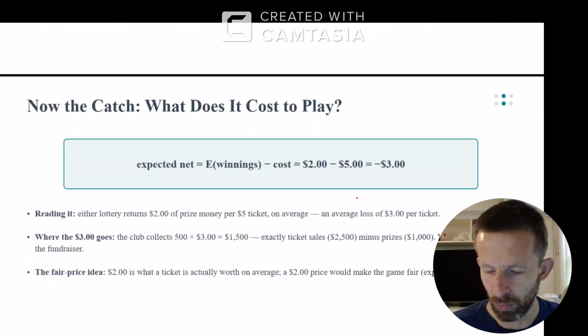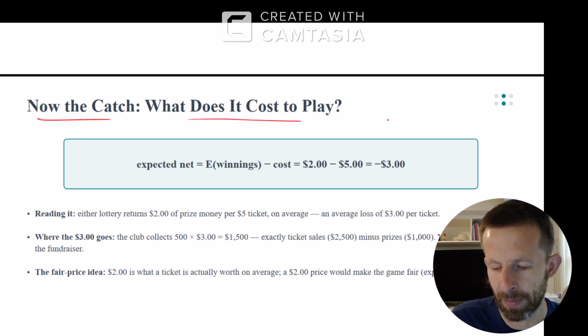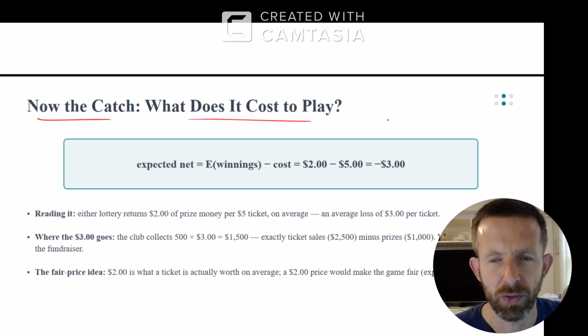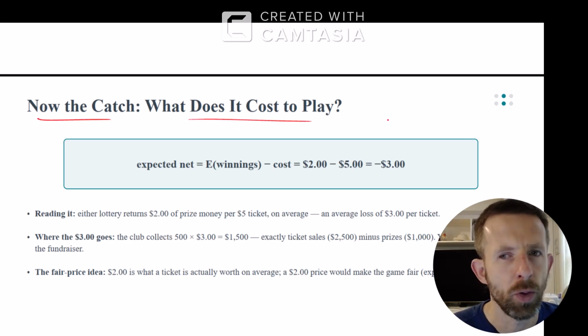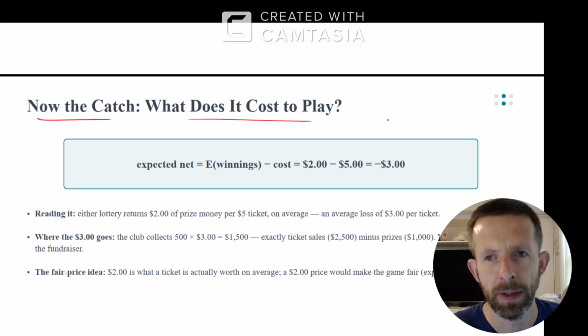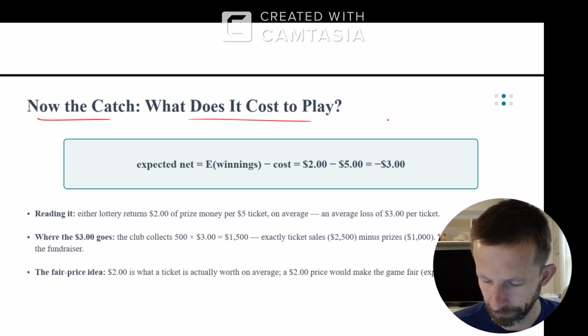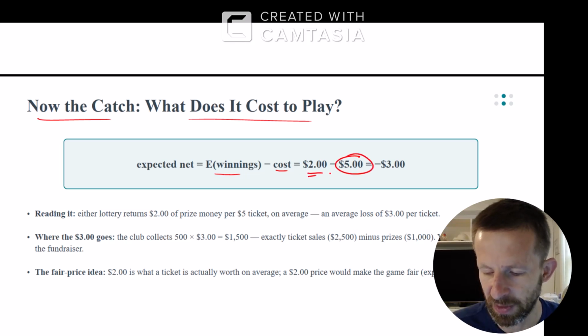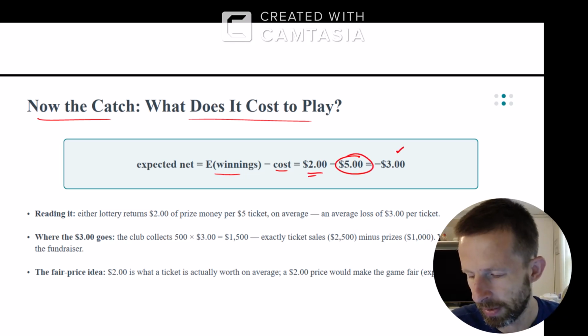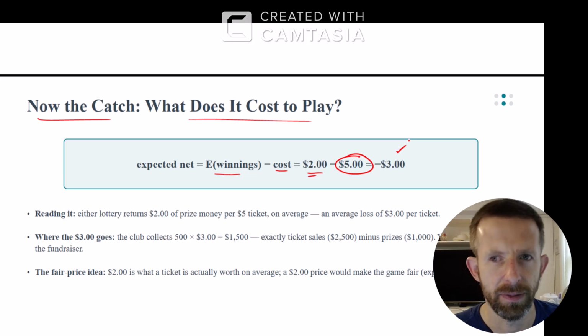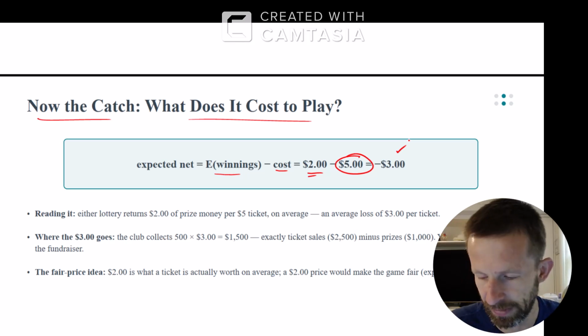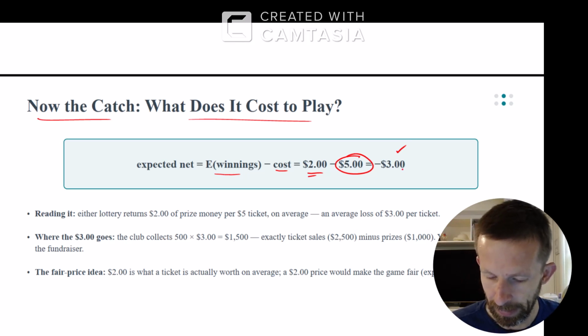So as we said, what's the catch? How much does it cost to play? That's the crux of any sort of gambling situation: the expected value of playing versus the cost of playing. The expected net is your expected value of winnings minus the cost. So for example, if the lottery ticket costs $5 and you expect to win $2 every time you play, your net loss is $3, or a negative $3 net win. That's a pretty bad situation.